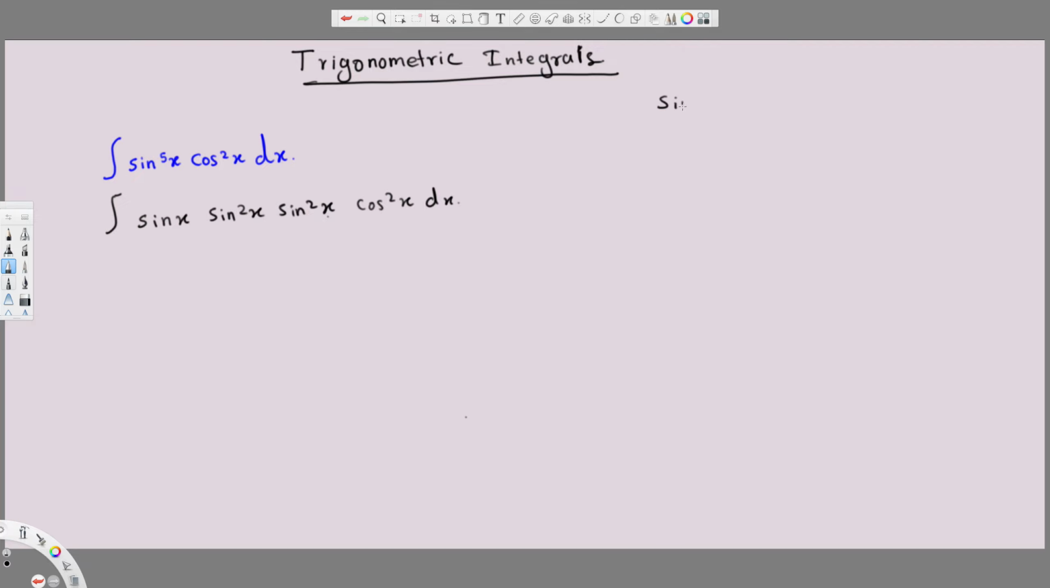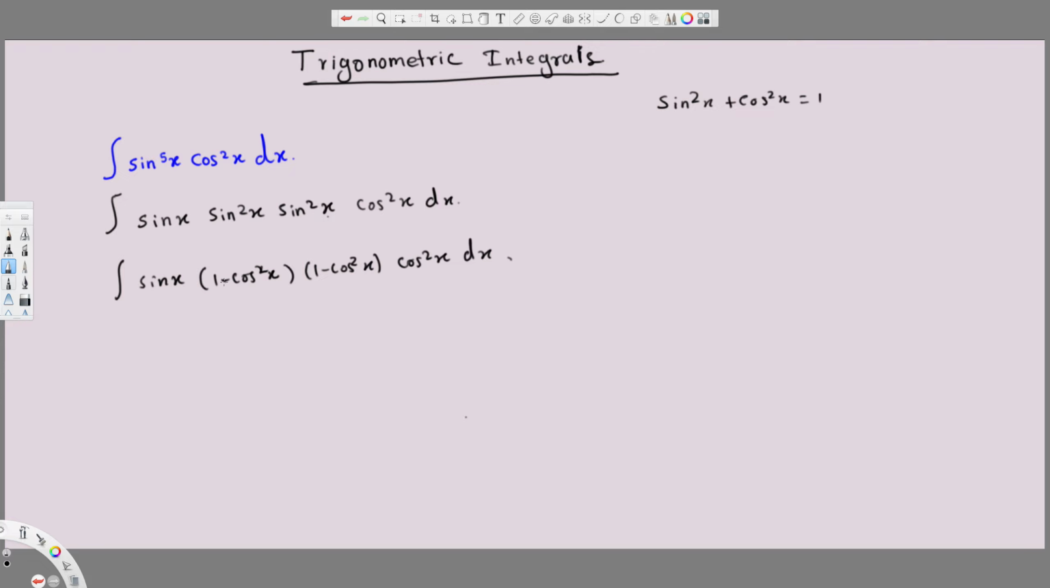If you remember, we have an equation: sine square x plus cos square x equals 1. So here, instead of sine square x, I'm going to plug in 1 minus cos square x, right? So here 1 minus cos square x, here also 1 minus cos square x, dx. And if you notice, we have only one sine left here.